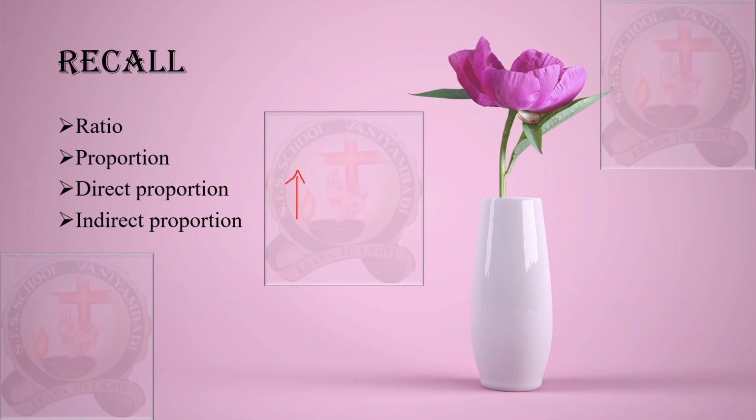Opposite to this, we call it indirect proportion. In indirect proportion, if one quantity is increasing, the other quantity will decrease. Another example is, if one quantity is decreasing, in the same way the other quantity will increase. These kinds of proportions are called indirect proportions.